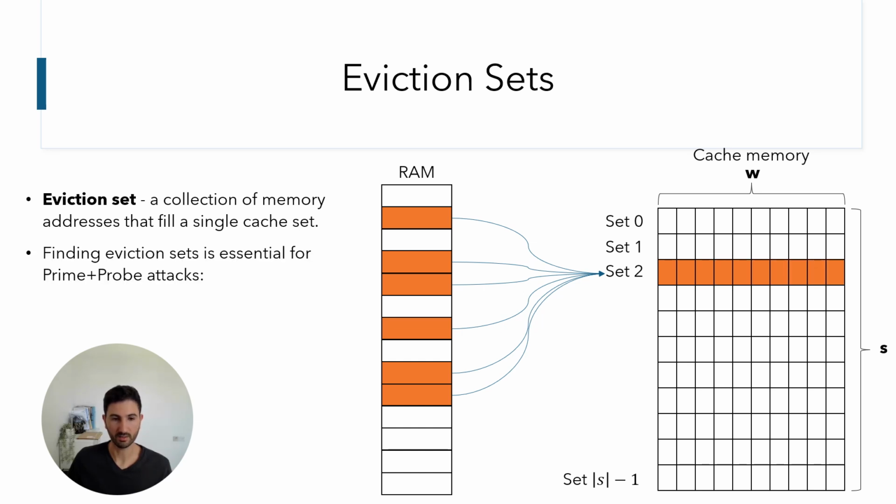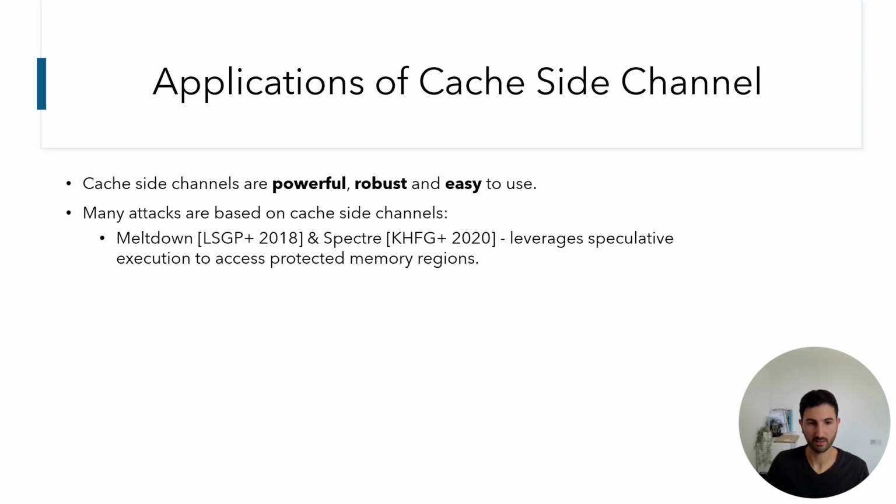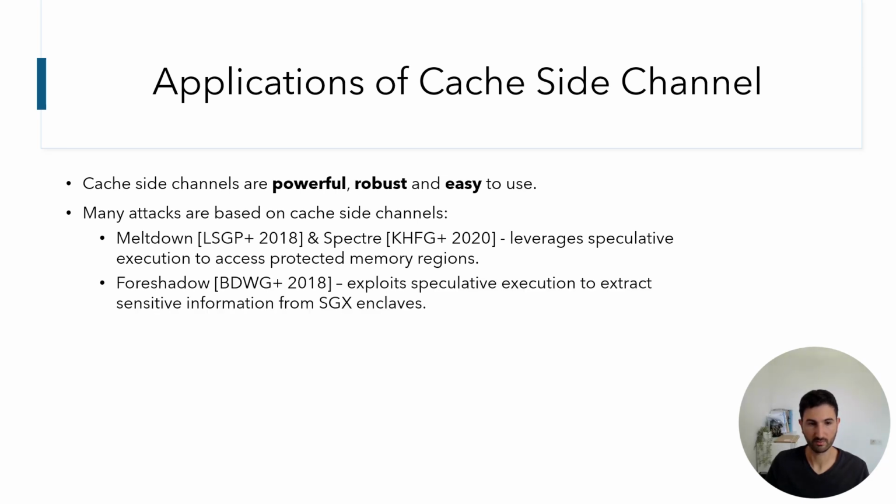Finding eviction sets is essential for prime-and-probe attacks, whose goal is to learn sensitive data or patterns of a victim process. Eviction sets allow an attacker to infer the residence of a memory line in the cache. Cache side channels are powerful, robust, and easy to use. Many attacks are based on cache side channels, such as Meltdown by Lipp et al. and Spectre by Kocher et al., which leverages speculative execution to access protected memory regions.